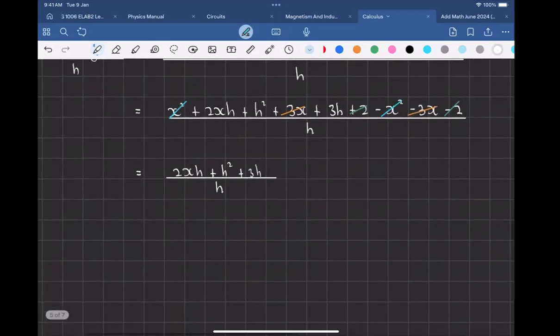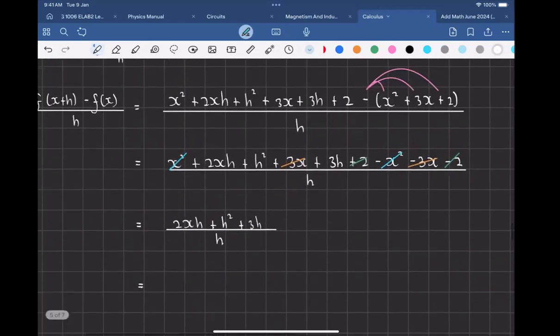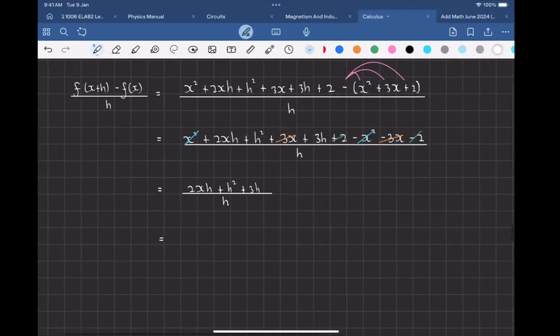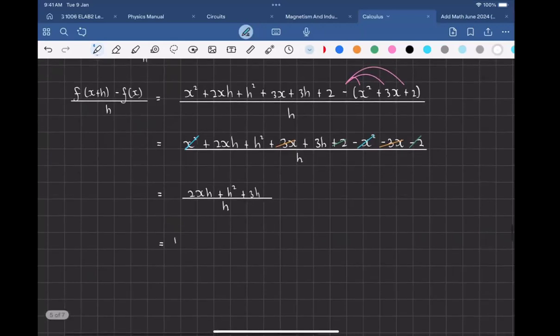Now, what's the next step? What do we need to do now? Put h in front, so like multiply everything by h. Let's have a word for it. Factorize. We're going to factorize by factoring out the h.